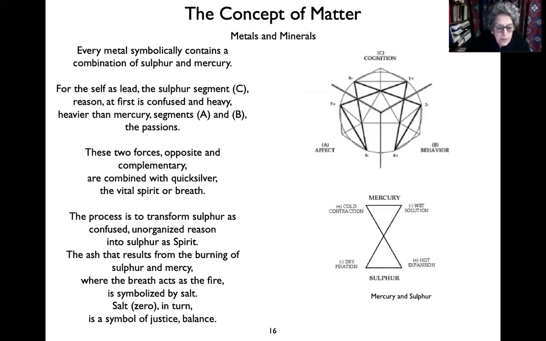The ash that results from the burning of the sulfur and mercury, where the breath acts as the fire, is symbolized by salt, and salt in turn is a symbol of justice and balance. There are many Sufi groups who, for instance, take a bit of salt before they eat. It's going back to this alchemical tradition, because it's a concept of justice and balance, after you've gone through the problems with reason, trying to discipline our passions, and so forth. So this is, again, an explanation from the alchemical point of view, which is also part of the history of the Enneagram symbol.